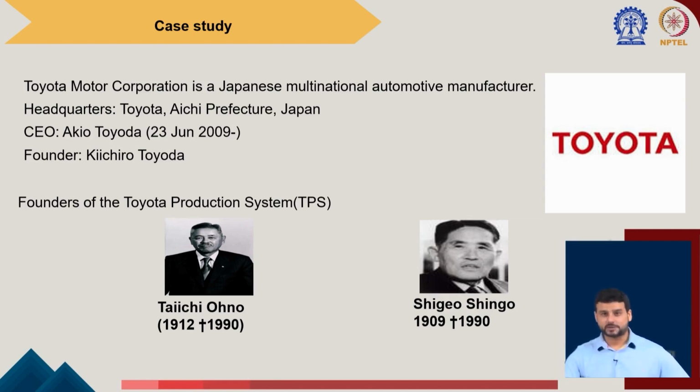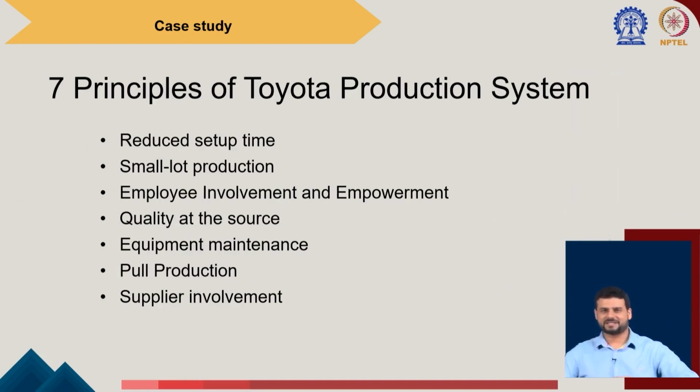Very beautiful concept is jidoka, we will discuss that. And then they are known for their automobile contribution, whatever they are doing. If we talk about the founders of the Toyota production system, Taiichi Ohno and Shigeo Shingo, who contributed largely in their production system in terms of improving the quality, reducing the rejection, right?